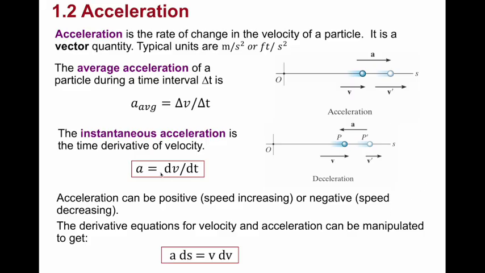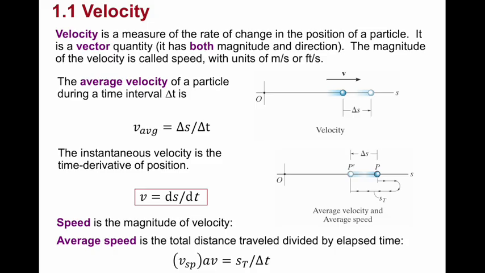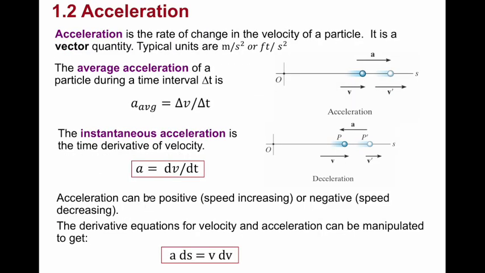So we now have two relationships. We have a relationship between the displacement and the time, which is the velocity, and a relationship between the velocity and the time, which is the acceleration. If we play with these two equations, we can also find that the acceleration times the change in displacement is equal to the velocity times the change in velocity.